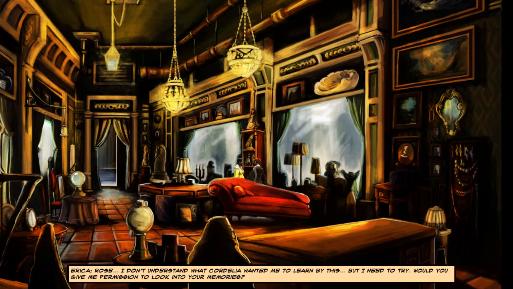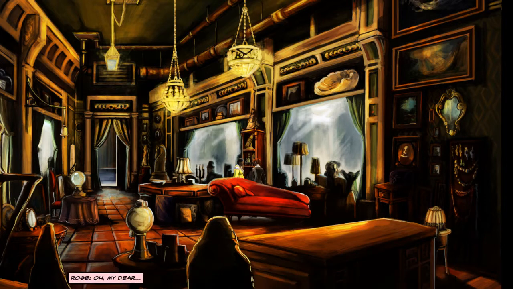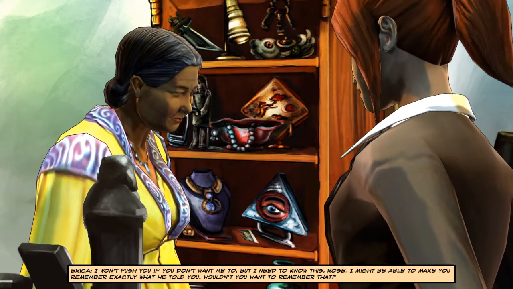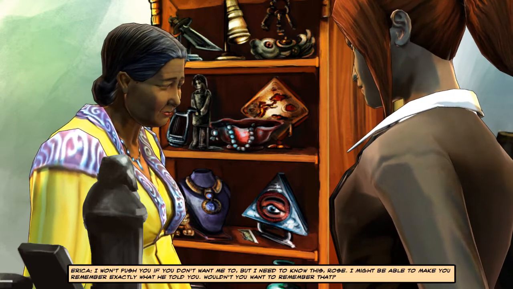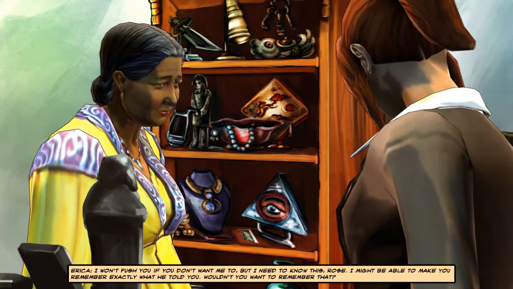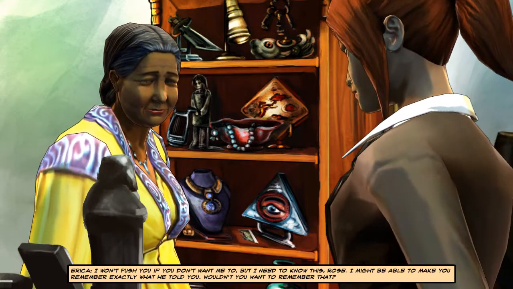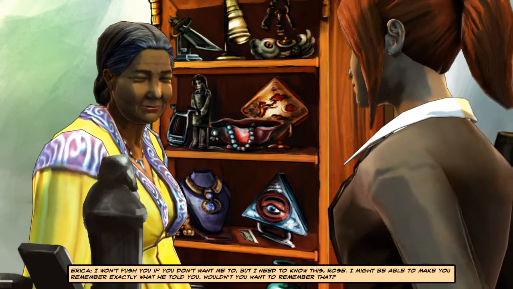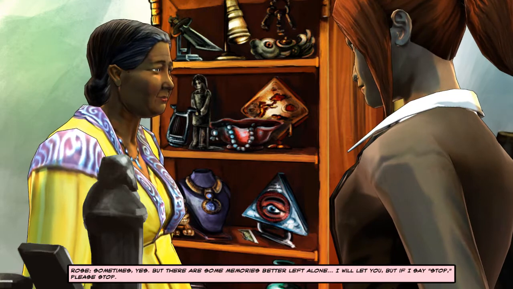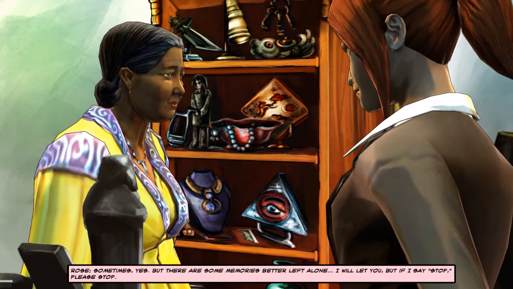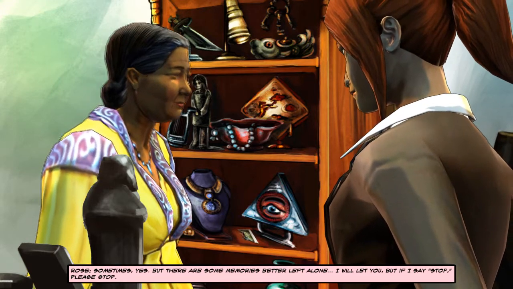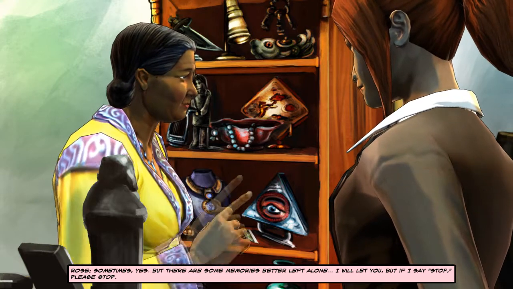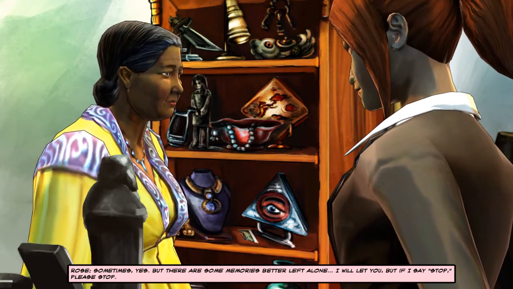Rose, I don't understand what Cordelia wanted me to learn by this, but I need to try. Would you give me permission to look into your memories? Oh, my dear. I won't push you if you don't want me to, but I need to know this, Rose. I might be able to make you remember exactly what he told you. Wouldn't you want to remember that? Sometimes, yes. But there are some memories better left alone. I will let you, but if I say stop, please stop.